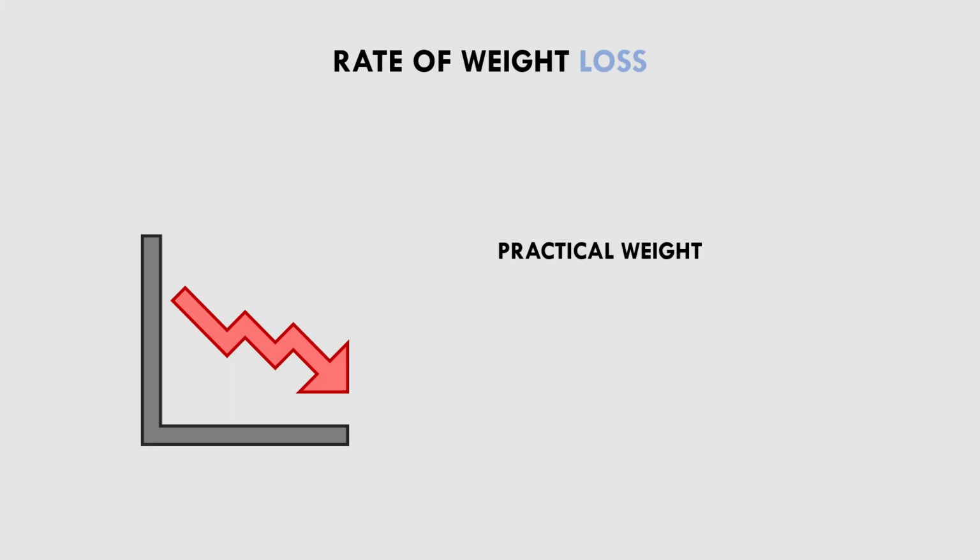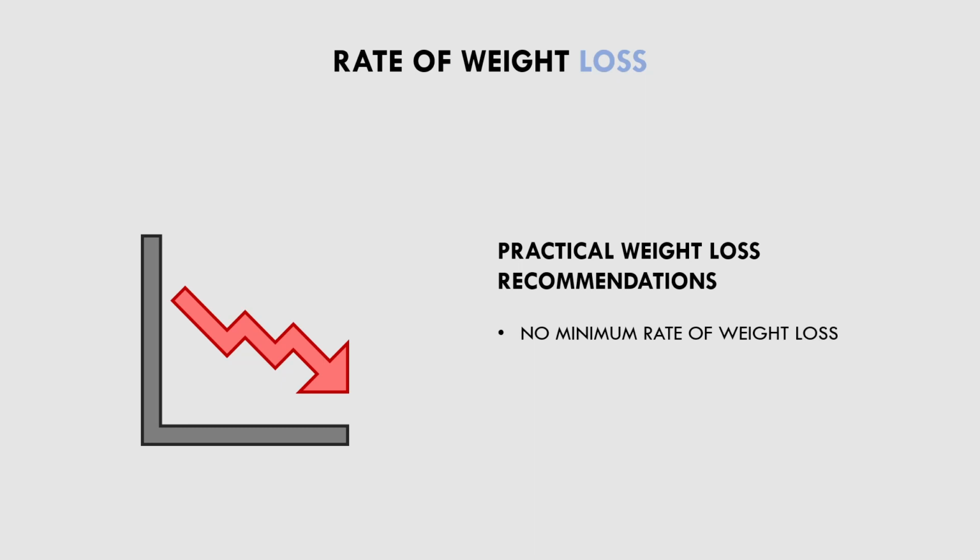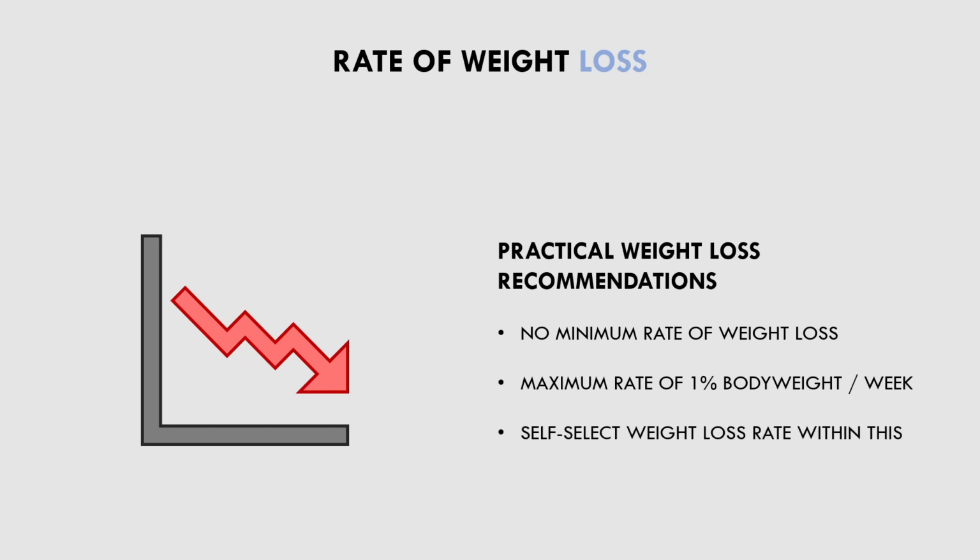First and foremost, there is no minimum rate of weight loss. Trainees can lose weight as slowly as they want to over time. However, weight loss probably shouldn't be more than around 1% of body weight per week on average. Therefore, trainees can self-select a rate of weight loss within this range based on the previously discussed factors.